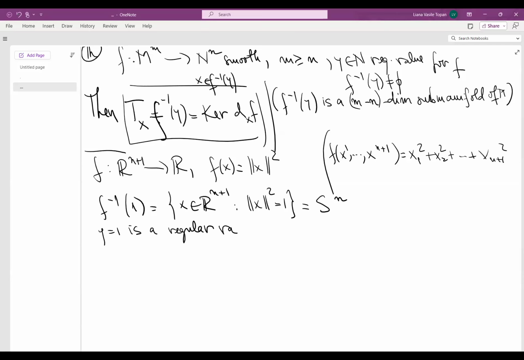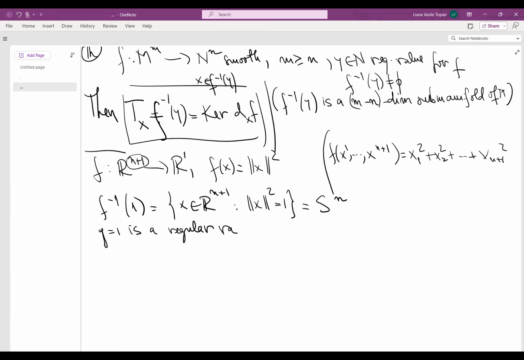We took it for the case of 3 coordinates, but it's the same thing when you compute the rank of f. You look at the rank of the Jacobi matrix. The Jacobi matrix is a row matrix in which the entries are 2x1, 2x2 up to 2x_(n+1). We want the rank to be strictly less than the minimum between n plus 1 and 1, so the rank to be 0. So the only critical point is the origin, 0, 0, 0.